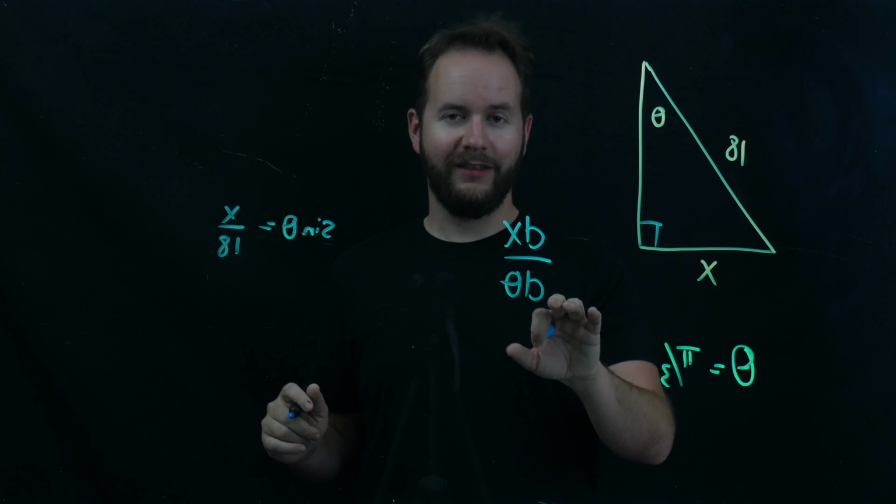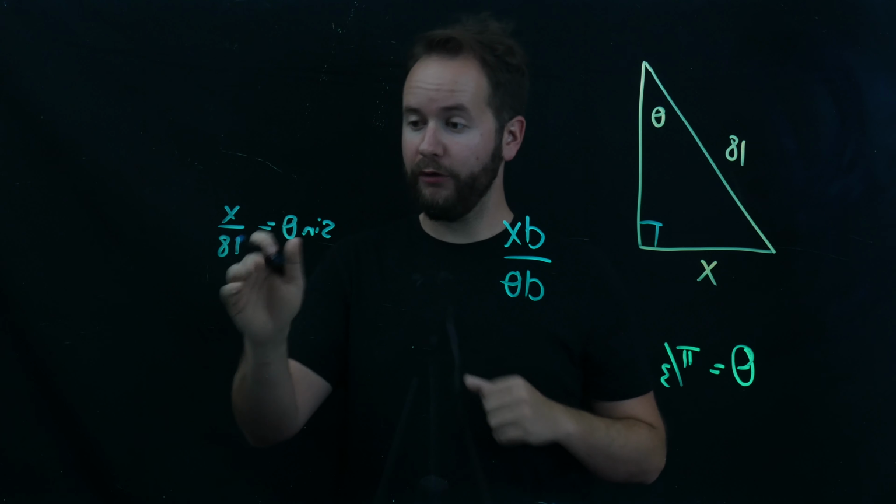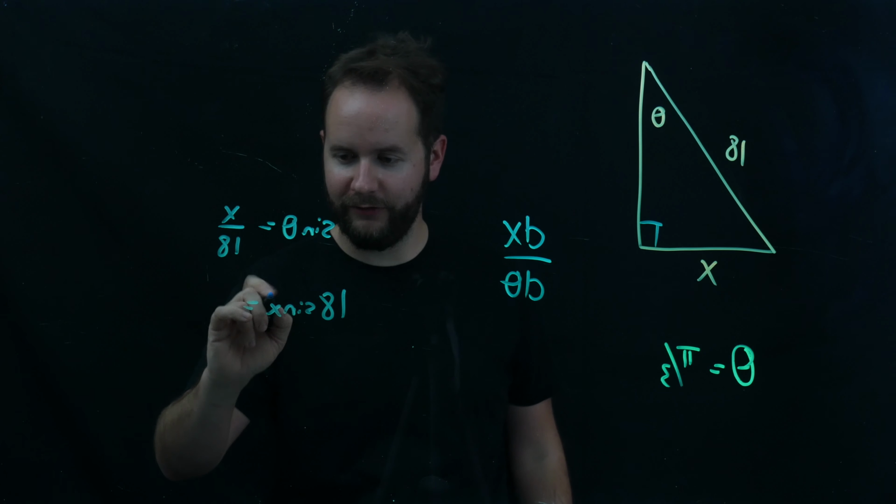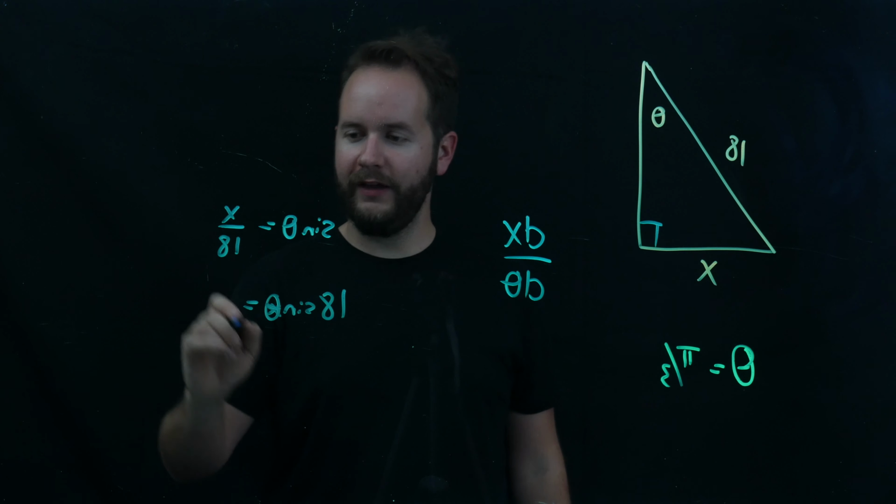Because I want dx d theta, I'm going to isolate x by multiplying both sides by 18. So I have 18 sine of theta equals x.